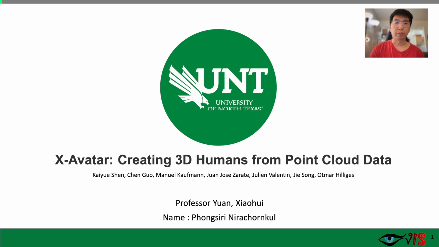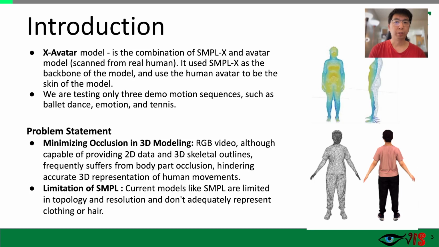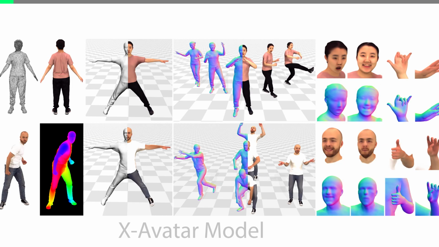This project is about creating 3D human form from point cloud data. We just use the point cloud data and then generate it into a 3D human form. So here is an outline of the work that we are going to talk about in this presentation: introduction, problem statement, objective, methodology, result, challenge and limitation of this project, future work, and the last thing is a conclusion.